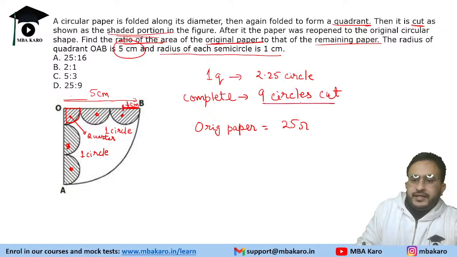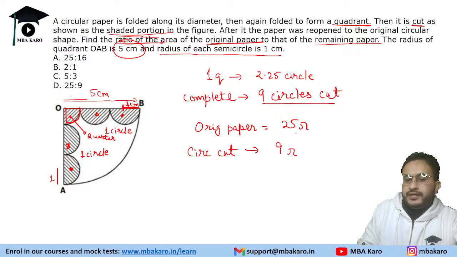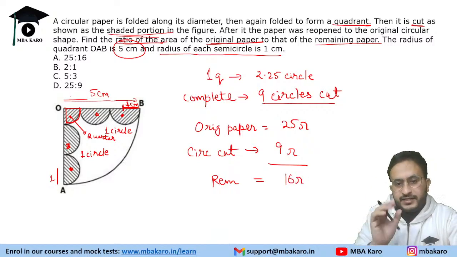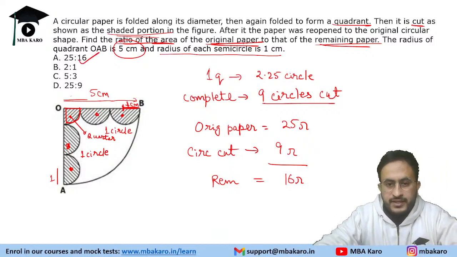Now we are cutting out 9 circles. So one area is pi r square, and this radius is 1 centimeter, right? So its area is 1 pi, and for 9 circles, 9 pi. So we are cutting 9 pi, and the remaining is 16 pi. So 9 pi area is cut, remaining is 16 pi. So we need to find the ratio of the original paper to the remaining paper. So 25 to 16 will be the answer.